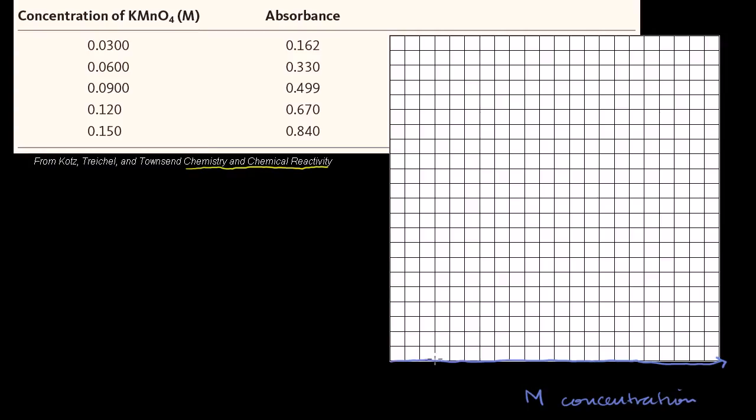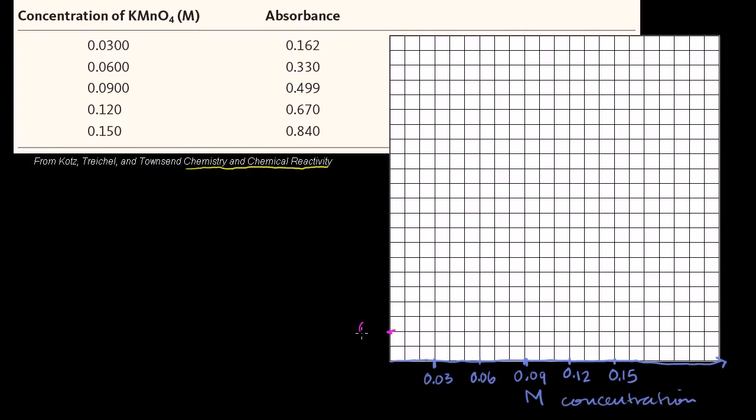So let's make this 0.03, then go 3 more. This over here is 0.06. 1, 2, 3. Then this over here is 0.09. This over here is 0.12. And then this over here is 0.15. And then the absorbances go, well, close to 0.1 all the way up to close to 1.